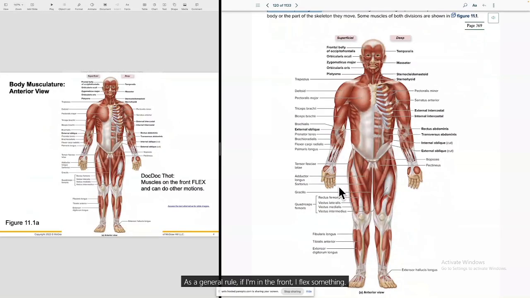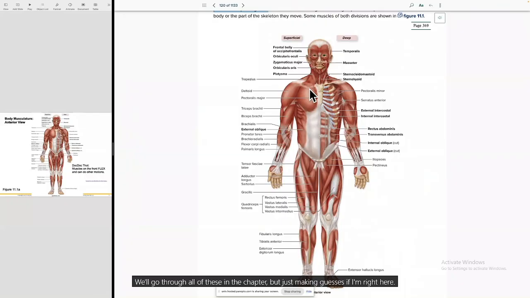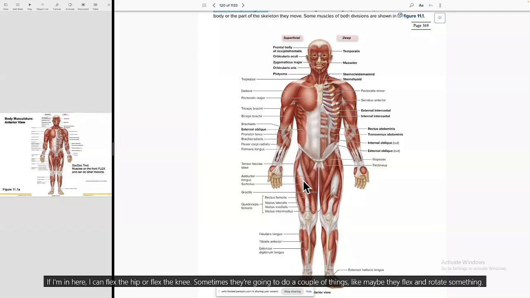As a general rule, if I'm in the front, I flex something. We'll go through all of these in the chapter, but just making guesses. If I'm right here, what could I flex? The shoulder. If I'm here, I could flex what? The shoulder and the elbow. If I'm down here, I could flex the wrist. If I'm in here, I could flex the trunk or the spine. If I'm in here, I could flex the hip or flex the knee.